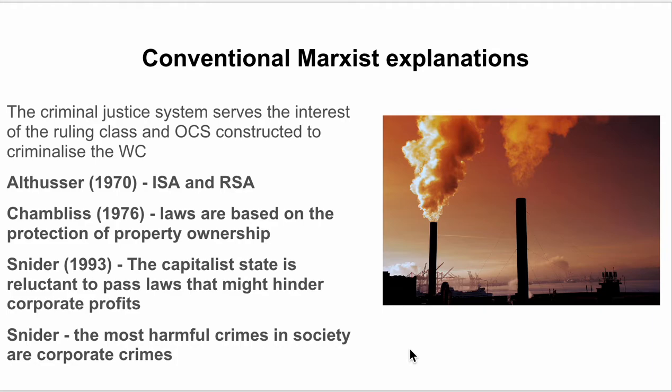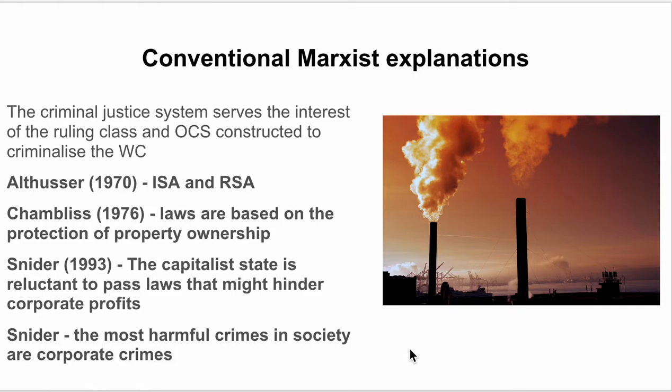protection of property ownership. They're based on private property, and therefore those people or organizations who have the most property will benefit most from the criminal justice system, from the legal system. Okay. Snyder talks about how the capitalist state is reluctant to pass laws that might hinder corporate profits. So basically the legal system, the criminal justice system is there to continue capitalism, to maintain profits for powerful corporations.